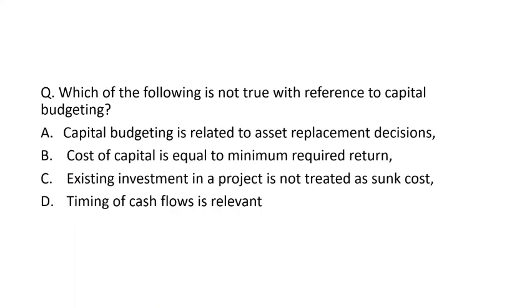Which of the following is not true with reference to capital budgeting? Capital budgeting is related to asset replacement decisions. Cost of capital is equal to the minimum required return. Existing investment in a project is not treated as a sunk cost, and timing of cash flows is relevant. Capital budgeting is related to capital replacement decisions, so this statement is true. You have to tell which is not true. Cost of capital is equal to the minimum required rate of return, so this is also correct and will not be the answer.